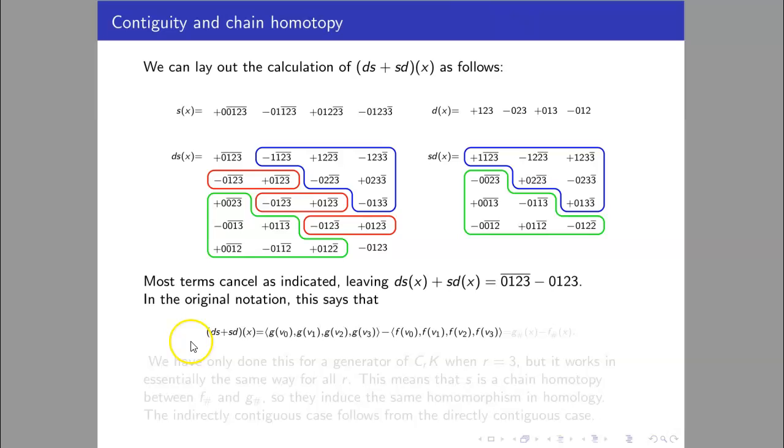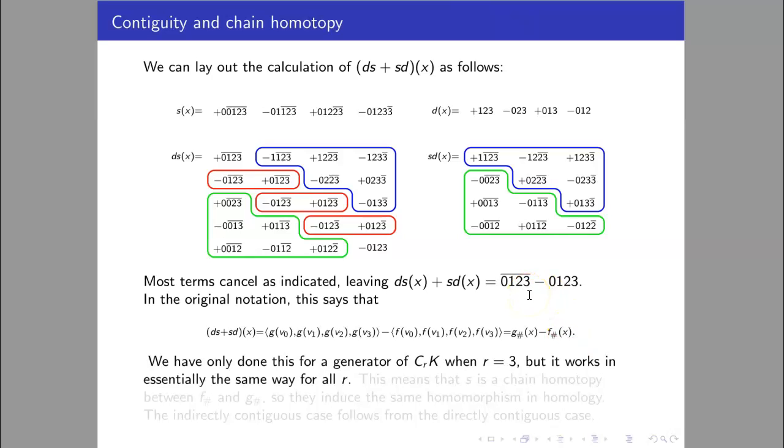So if you go back to the original notation, what this equation is telling us, DS plus SD of x, you've got the thing with a g applied minus the thing with f applied, and that's the same here. This is g hash of our original x, and this is f hash of our original x. So what we've got is that DS plus SD of x is g hash minus f hash of x, and we only did that for r equals 3, but it should be clear that it works the same way for any r.